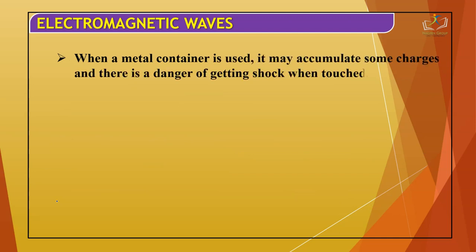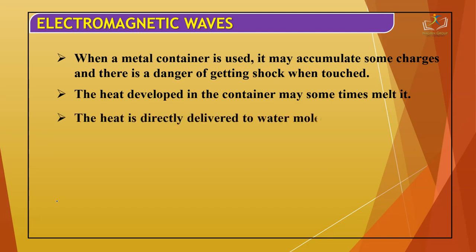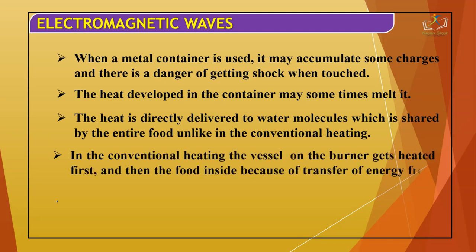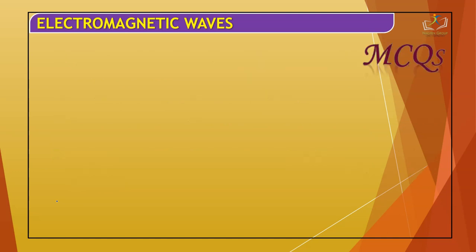And as we saw earlier, if we use a metal container, a person may get shocked. Because of the heat developed in the container, sometimes it will melt. It converts the heat in the vessel. So the food inside is prepared first and the energy is transferred to the vessel.